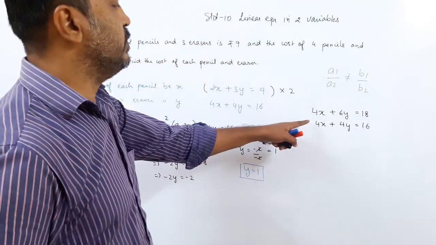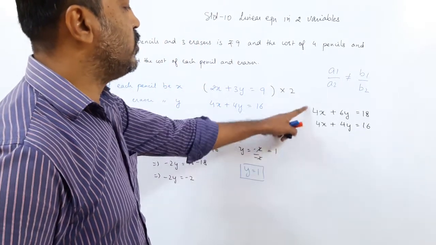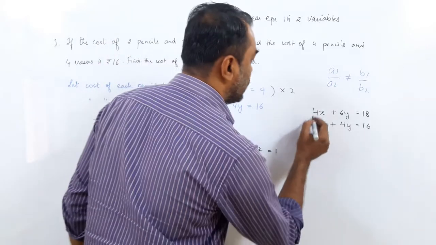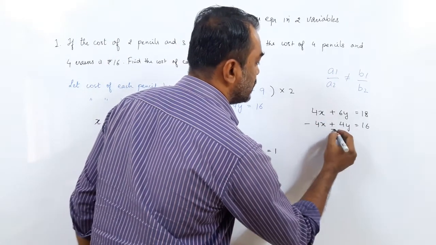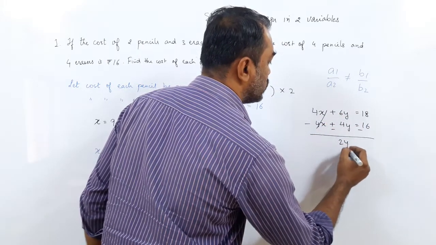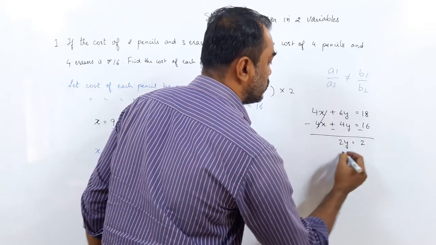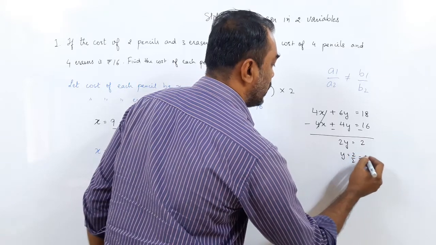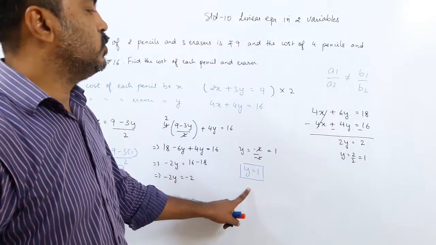So this is which method? Elimination. In the elimination you have to make one of them equal. Now I subtract it because both the signs are the same. I subtract, subtract, subtract. So what do I get? 6y minus 4y is 2y. 18 minus 16 is 2. So y equal to 2 upon 2 equal to 1. So I got y equal to 1.